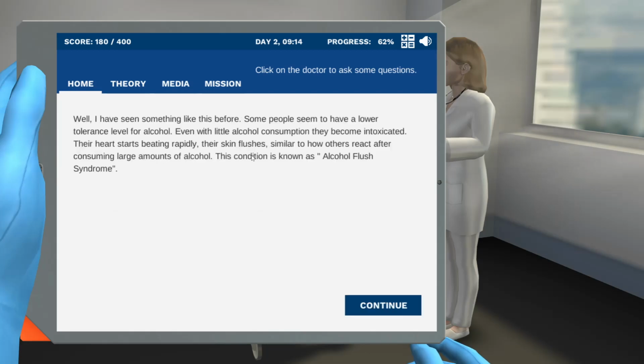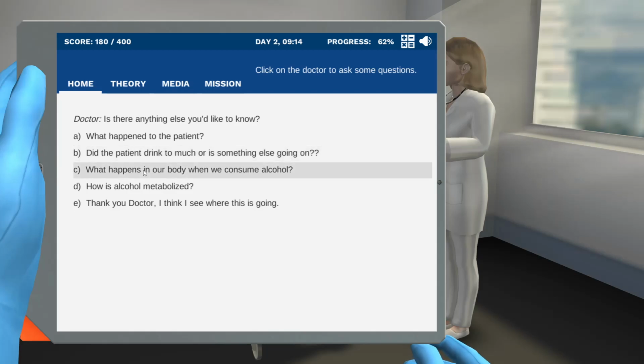Well, I have seen something like this before. Some people seem to have a lower tolerance level for alcohol. Even with little alcohol consumption, they become intoxicated. Their heart starts beating rapidly, their skin flushes, similar to how others react after consuming large amounts of alcohol. This condition is known as alcohol flush syndrome. Is there anything else you'd like to know?